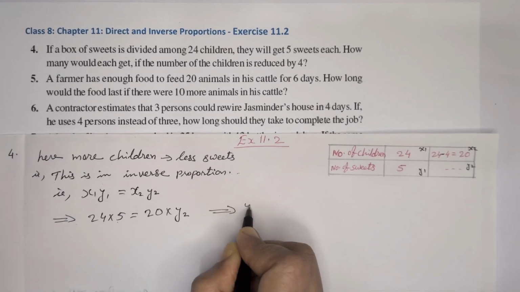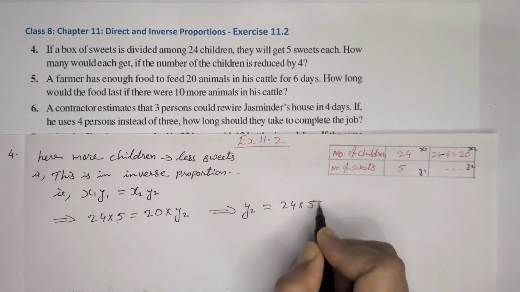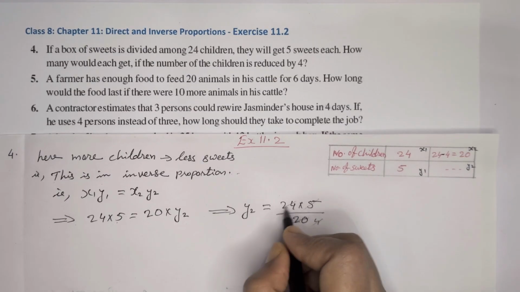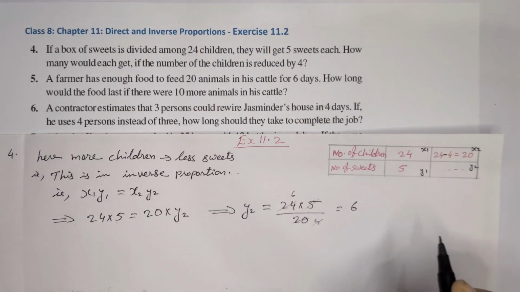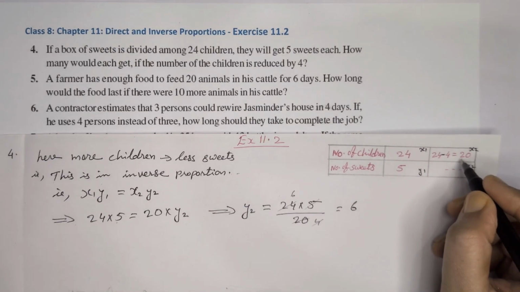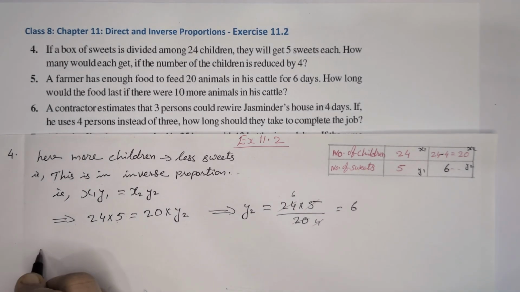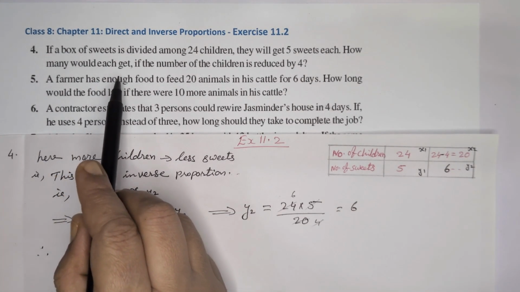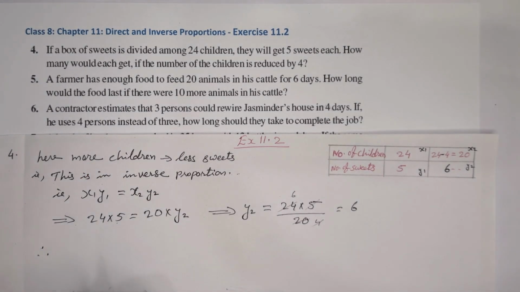From that, y2 is equal to 24 into 5 by 20. We can divide by 5 4 times, and then by 4 6. So it's equal to 6. That means if there are 20 students, each one will get 6 seeds. So we can write here the answer to the question, how many would each get? The number of seeds each child will get is equal to 6.